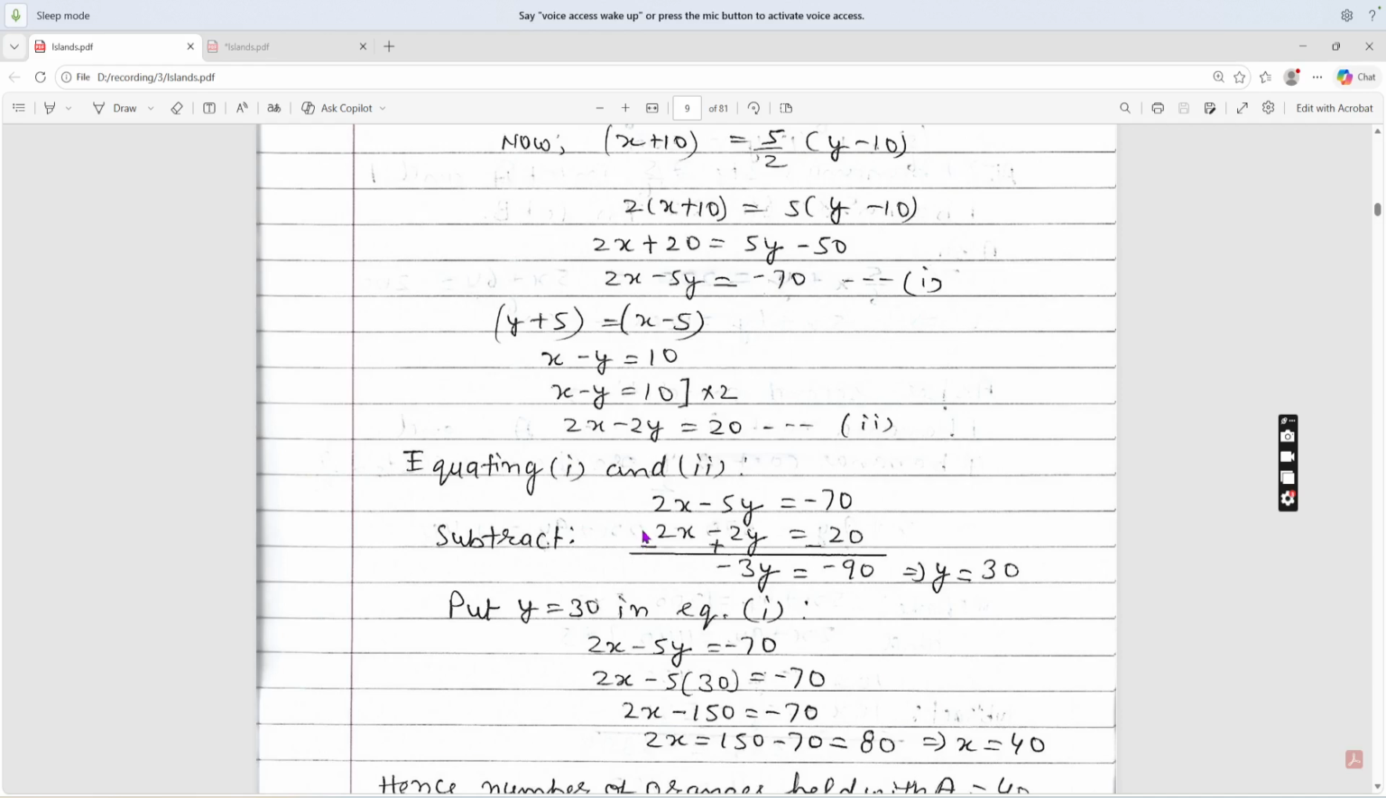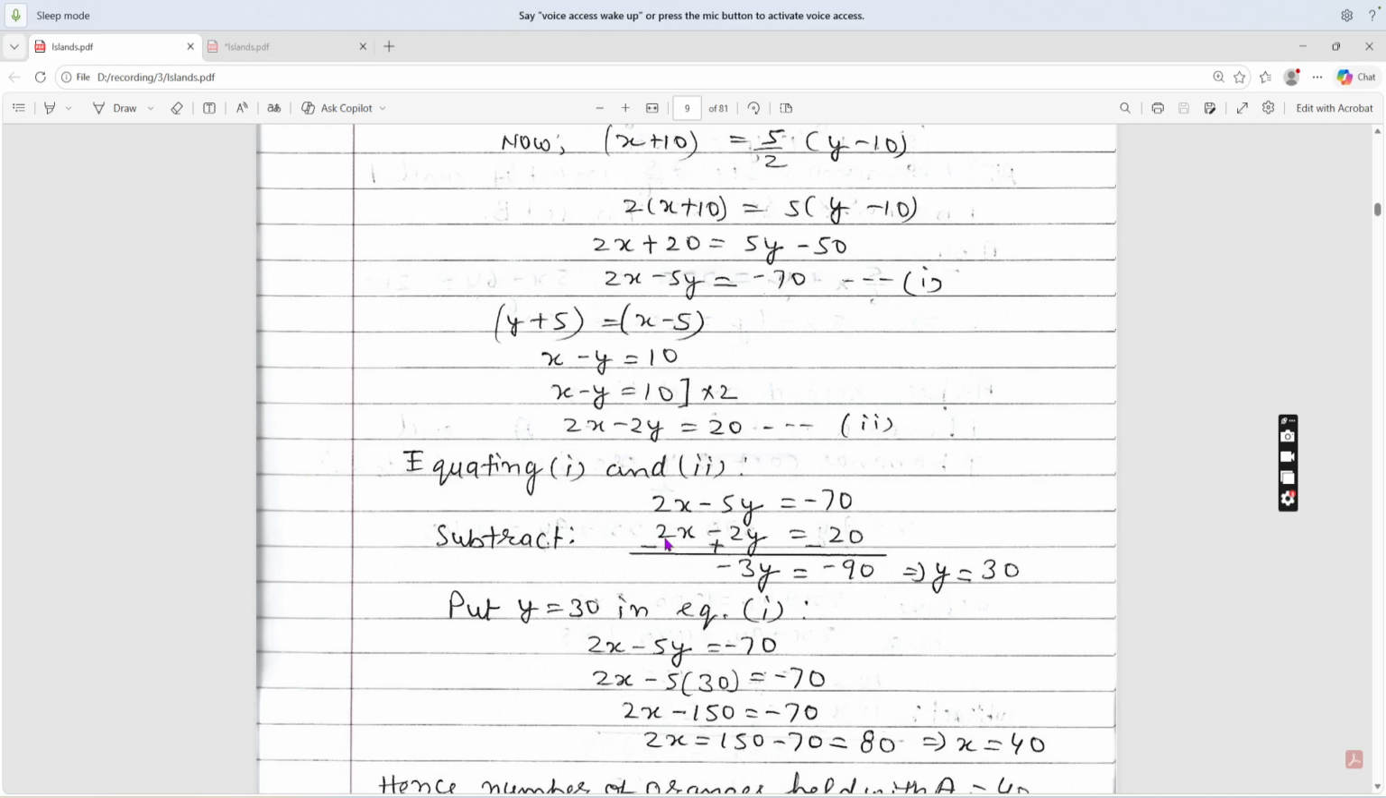How can we subtract? Just see the middle sign. The middle sign can be inverted: plus becomes minus, minus becomes plus, plus becomes minus. The sign is always changed in the second row. In the first equation, the sign would never be changed. Only in the second equation, the signs are going to be changed.